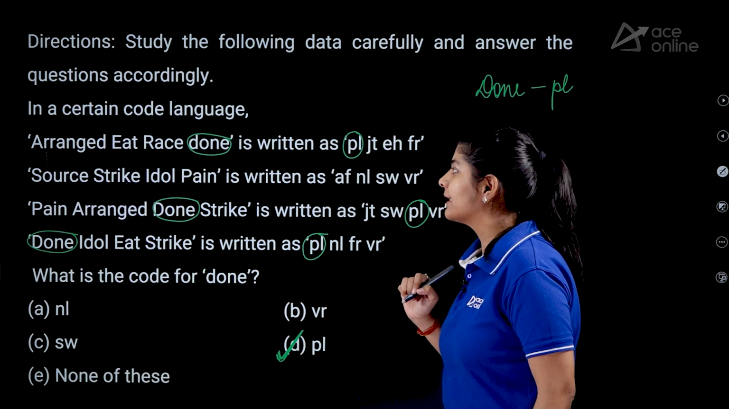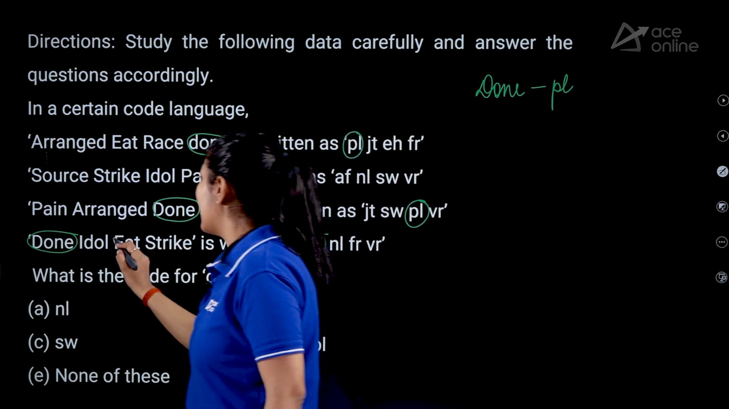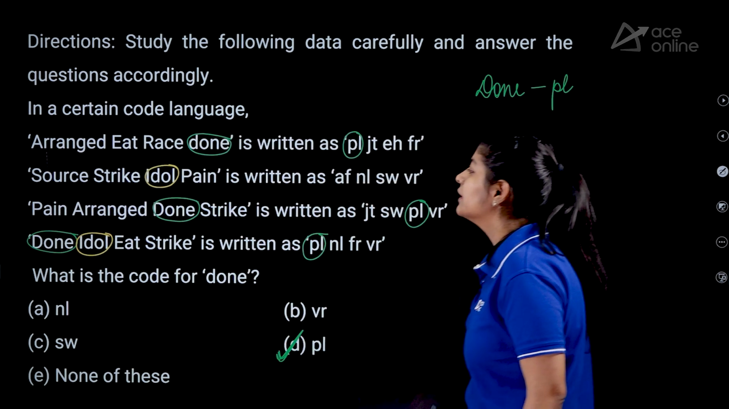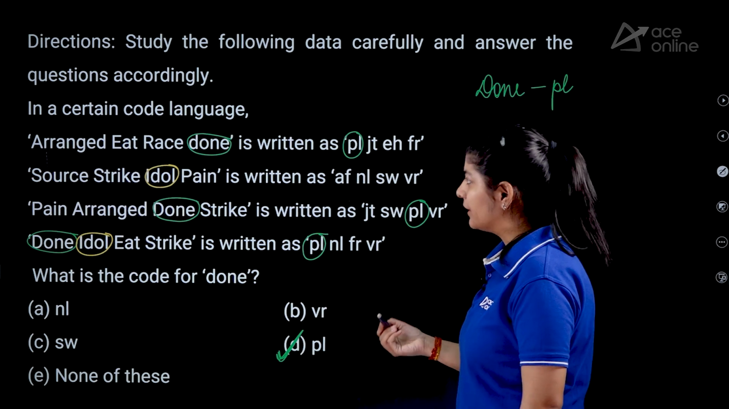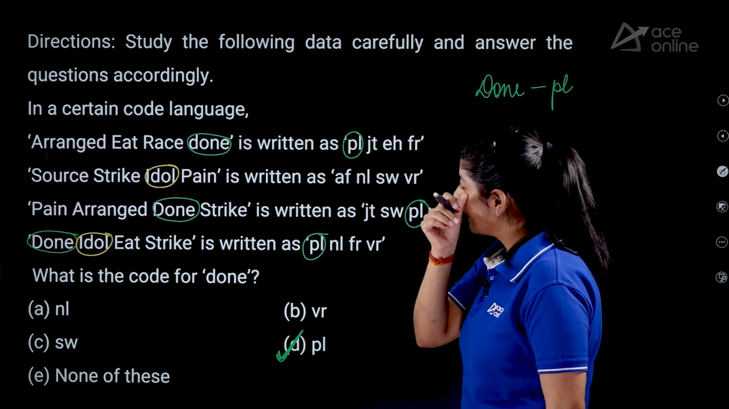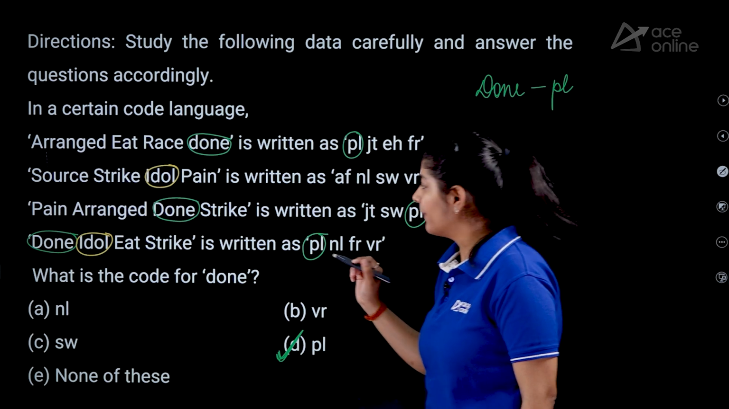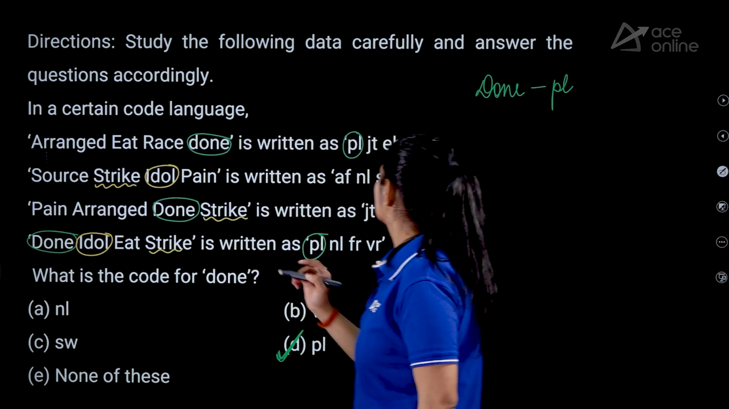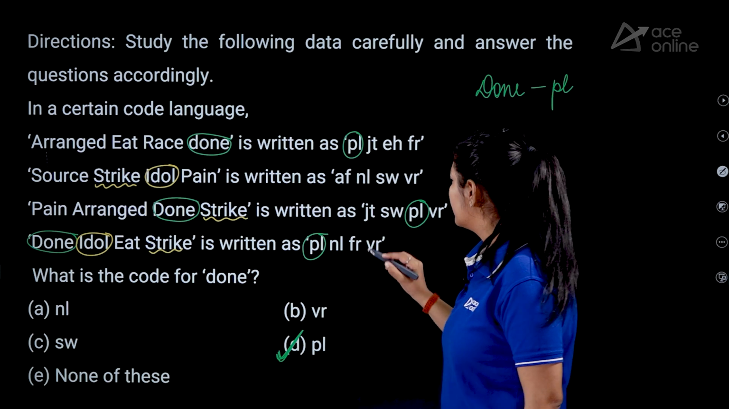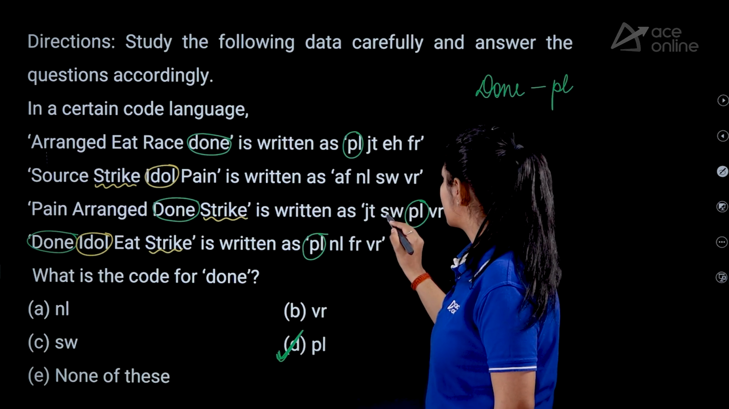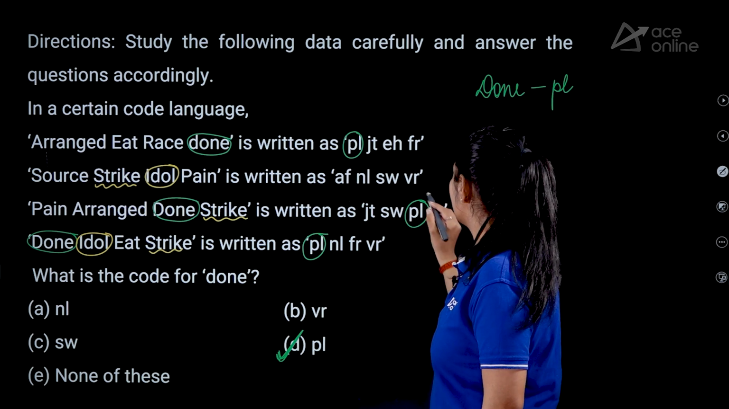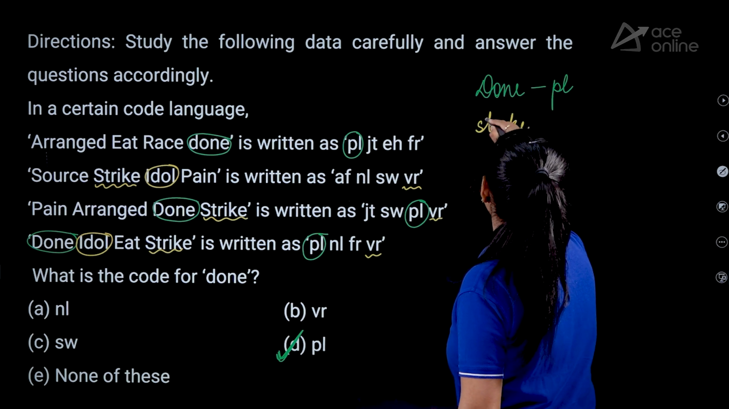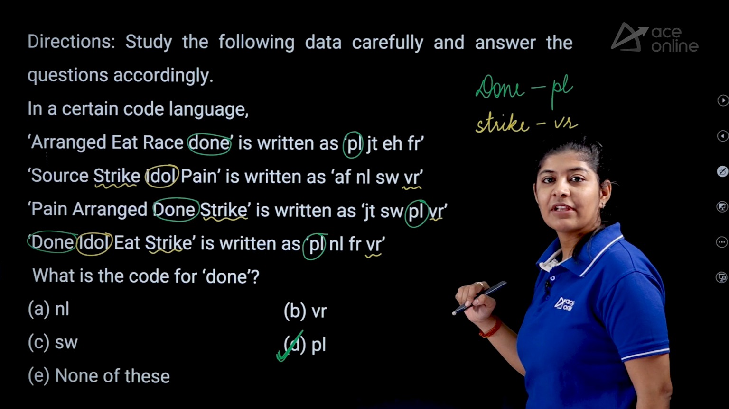Now I can also say that here I am having idle. In these two lines I am having this particular word, so I have to find out the common term between these two. But before that, I am also having the word strike, which is common in these three. So first I'll work on this one. Here I am having JT, this is not present over here. SW, no. VR, yes. So basically we can say that for strike, we are having the code VR.